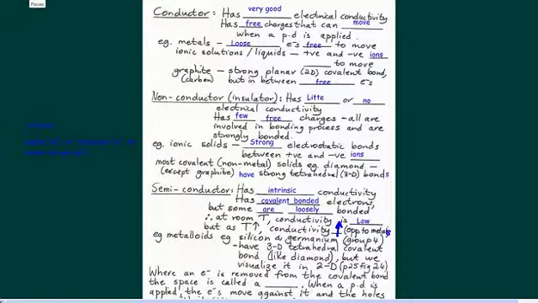Okay, a quick overview of semiconductors. A conductor has very good electrical conductivity. It's got free charges that can move when a potential difference is applied. For example, metals. They have loose electrons in the lattice and those are free to move. Another example are ionic solutions in liquids. Positive and negative ions are free to move.